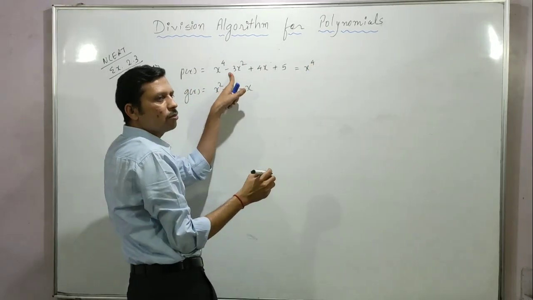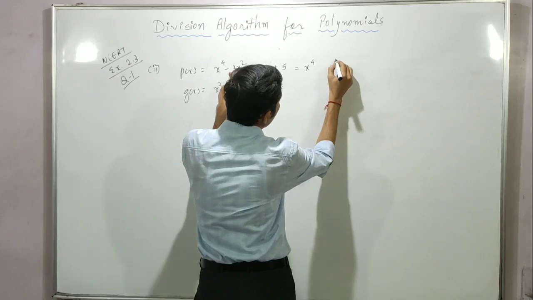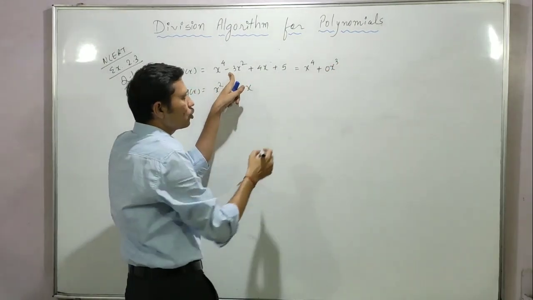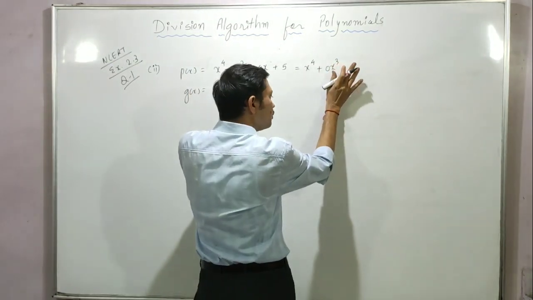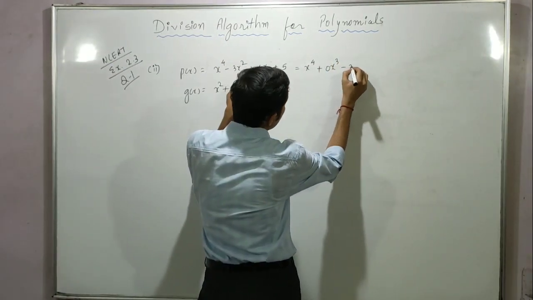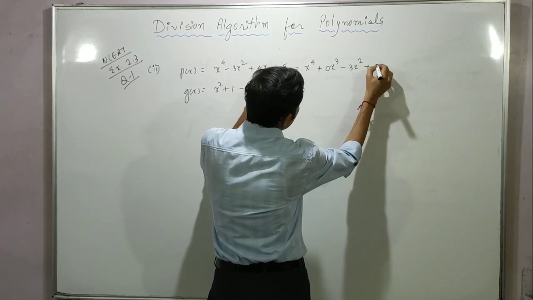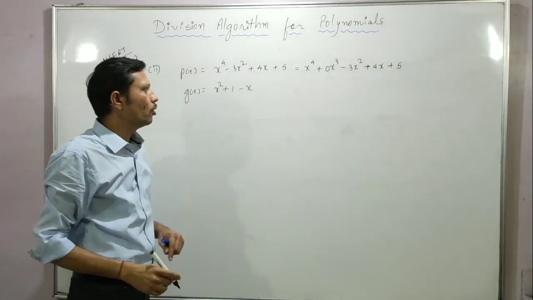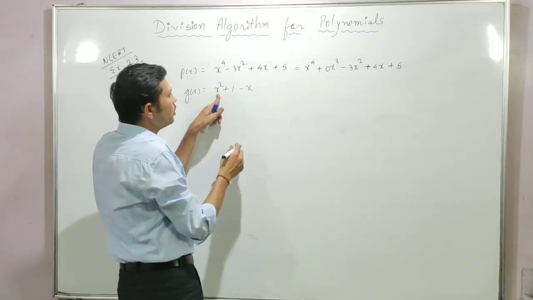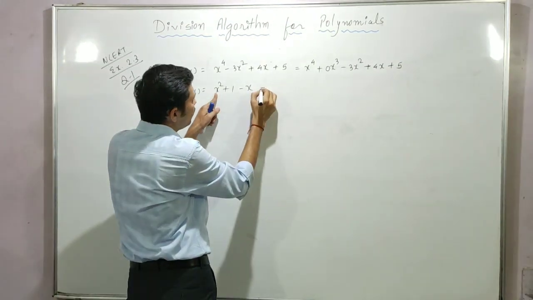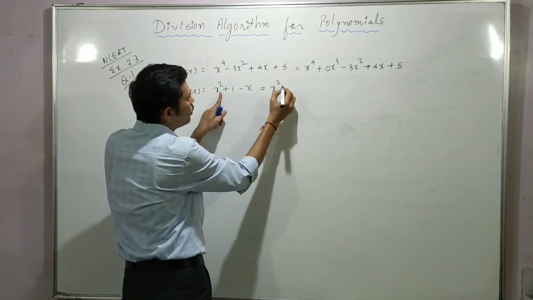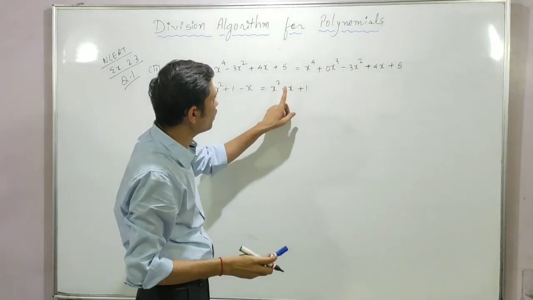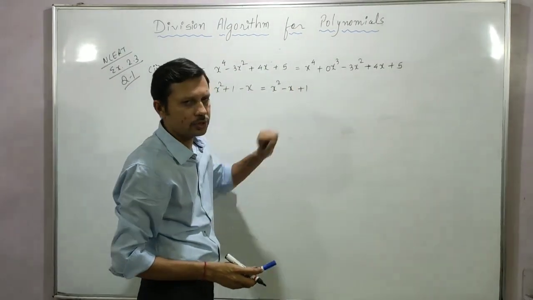Now here, see, the x cube term is missing, so we will write down the term x cube, but I will take its coefficient as 0. So this term itself is 0. Then after that minus 3x square, then plus 4x, then plus 5. Now for the divisor we have all the terms, but we want to arrange them as x to the power 2, then minus x, and then plus 1. You can see here the 2 power, then the 1 power, and then the constant term.